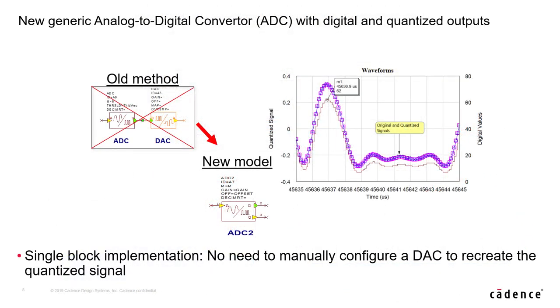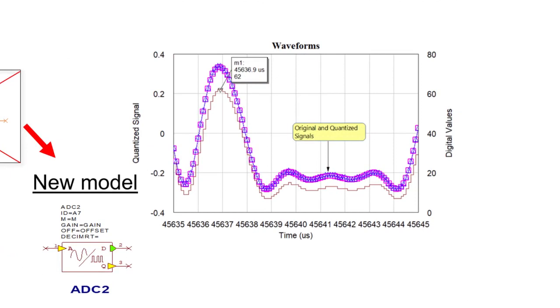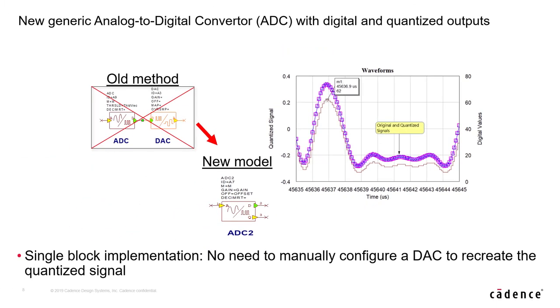A new generic analog-to-digital converter has been added to VSS. In effect, the new block allows one to look at a quantized analog waveform that is properly scaled relative to the number of bits, and of course, the digital output values can be monitored as well. In previous versions, it required several steps inclusive of two models to achieve what this new A to D converter does with one model or one block.